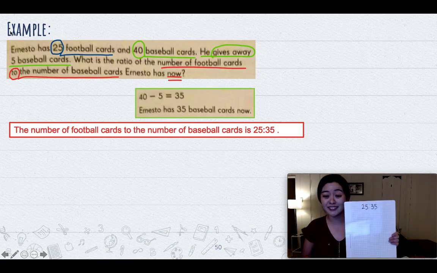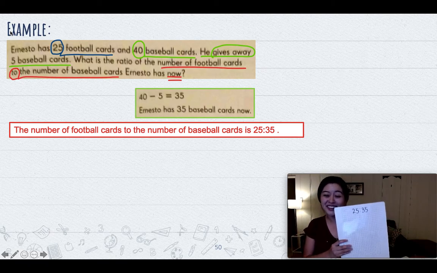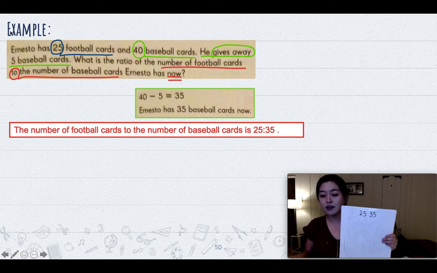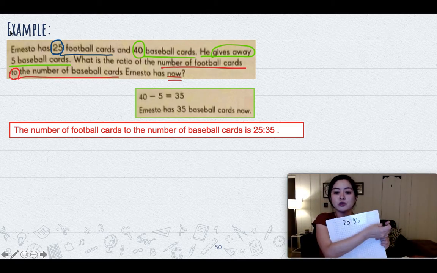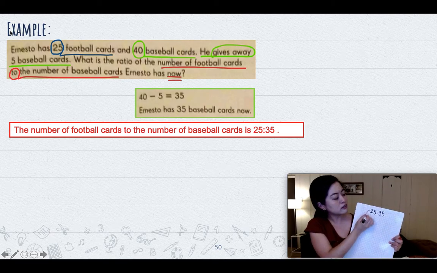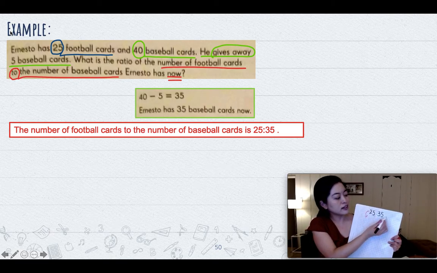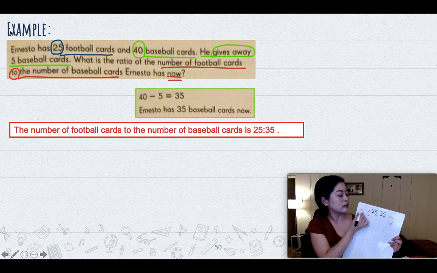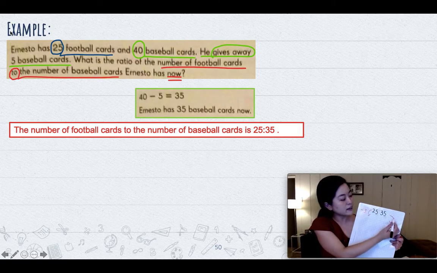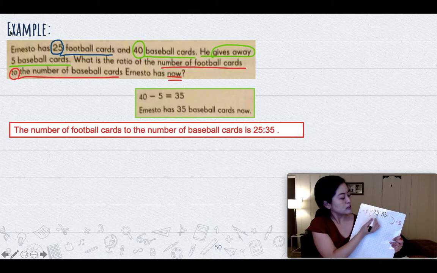Am I done? No. Again, remember, it's customary to write our ratios just like we do with fractions, in simplest form. Okay, so let's find a common factor between 25 and 35. Well, they both end in 5, so I know they can both be divisible by 5. 25 divided by 5 is 5. 35 divided by 5 is 7.